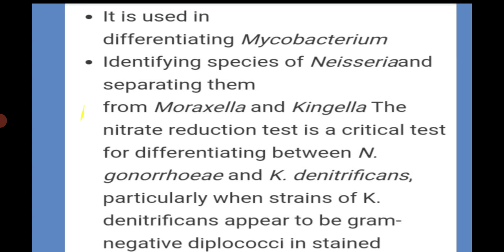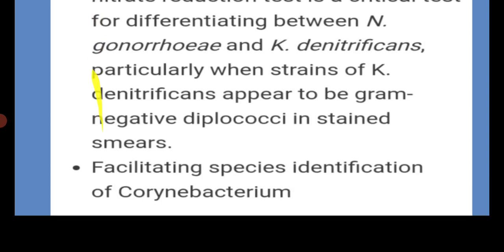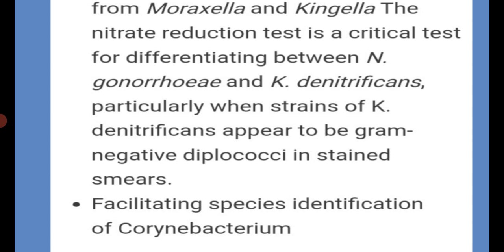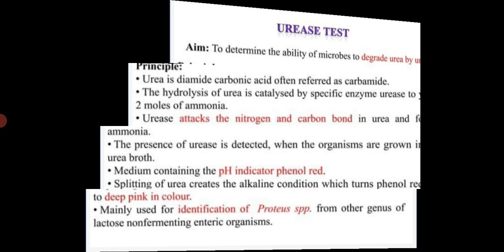This test is used in the differentiation of Mycobacterium. It is also used for identification of some species of Neisseria and separating them from Moraxella and Kingella. This test is a critical test in differentiating between Neisseria gonorrhoeae and Kingella denitrificans. This test is also useful for identification of species of Corynebacterium.